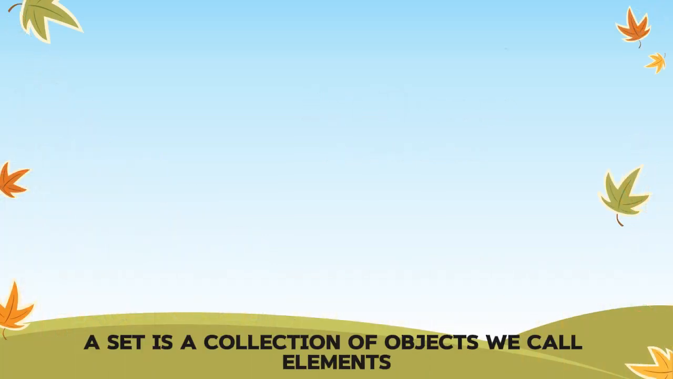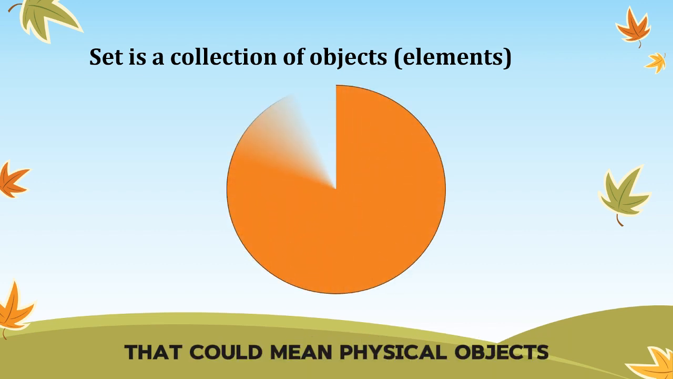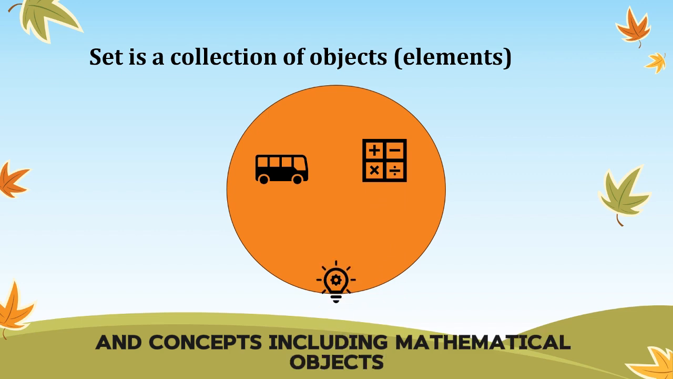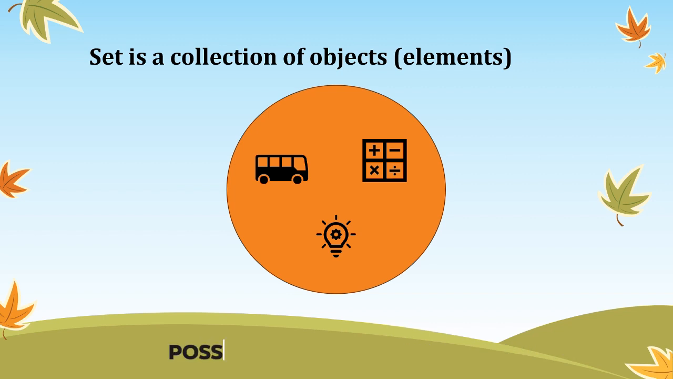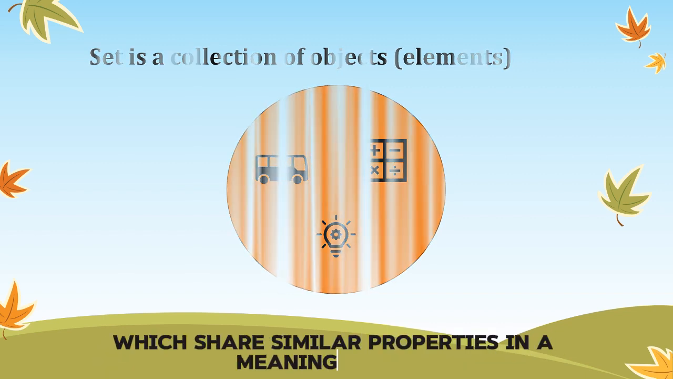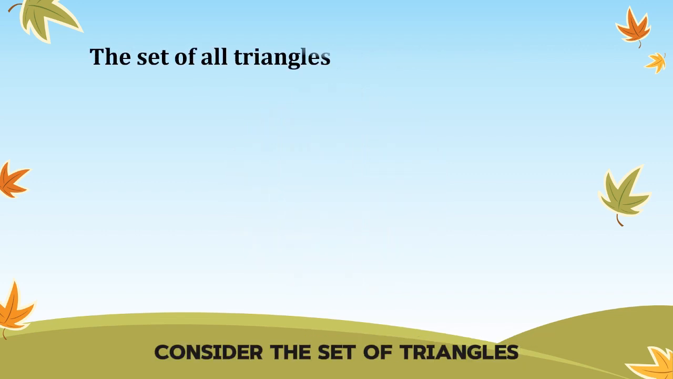A set is a collection of objects we call elements. That could mean physical objects, thoughts, ideas, and concepts including mathematical objects, which will of course be the main focus for us. Possibly more importantly, a set is a way of packaging up objects which share similar properties in a meaningful way. Consider the set of triangles.